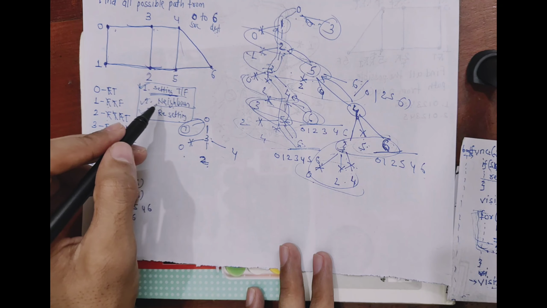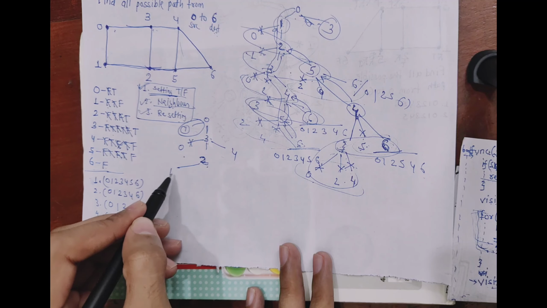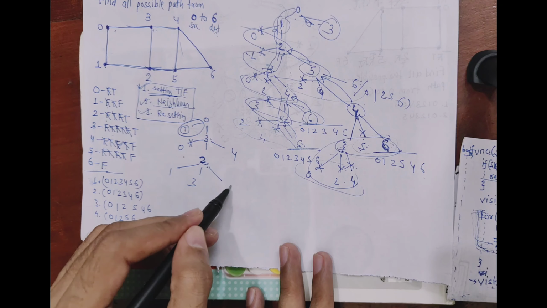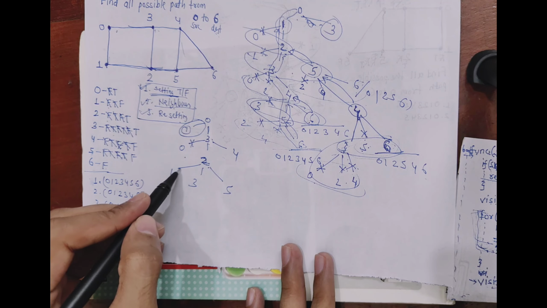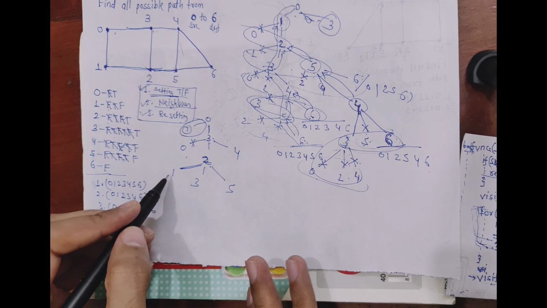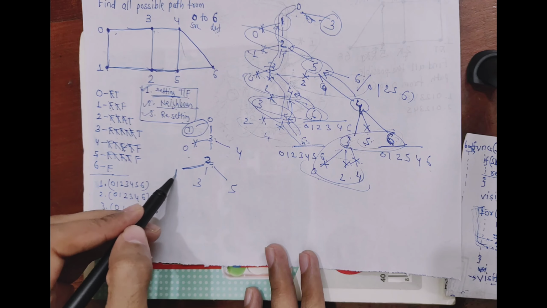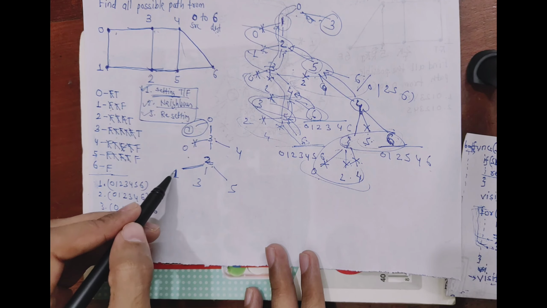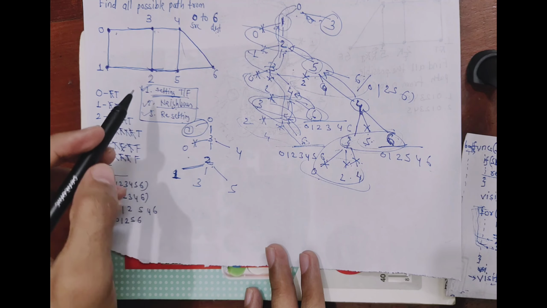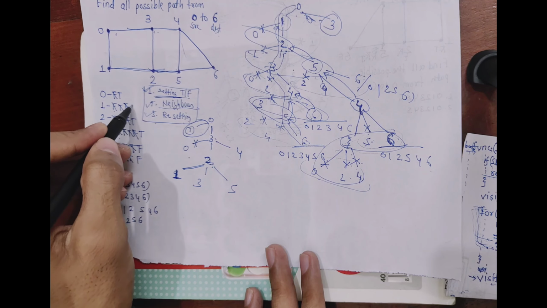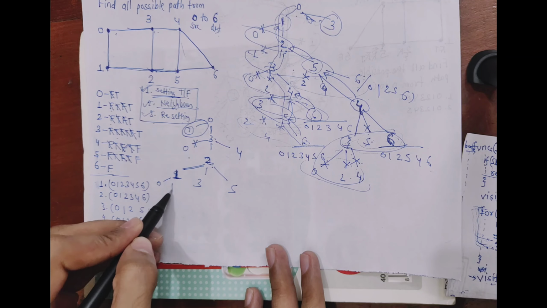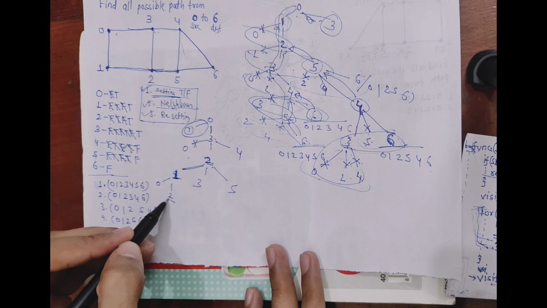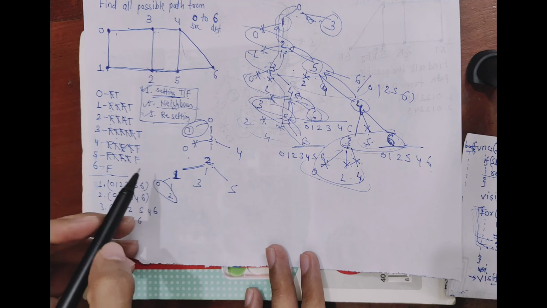Now we have to check its neighbors. So 2's neighbors are 1, 3, 5. Now check which neighbor is false. 1 is false, so we will set it as a source node and do a recursive call. Again we have to do the three things. We have to set it to true and check its neighbors. So its neighbors are 0 and 2, right? We have to check which neighbor is false.